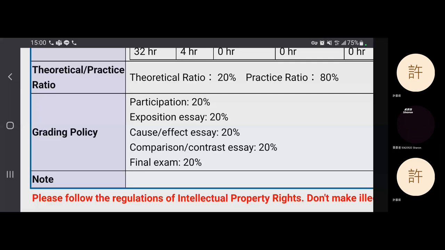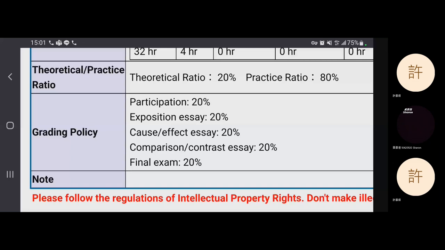Okay, so the course system will only let me put in 3 grades: daily grade, midterm grade, final grade. So how do we divide these? Well, the system wants me to put in a midterm grade during the semester. So your exposition essay final draft will be your midterm grade. The final exam will be your final exam grade. And the other 2 essays plus participation will be your daily grade.